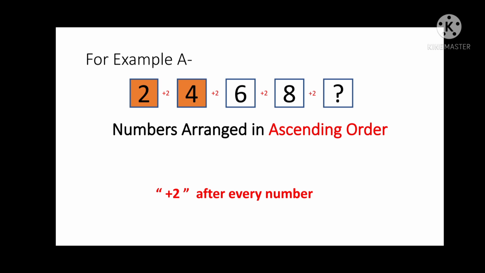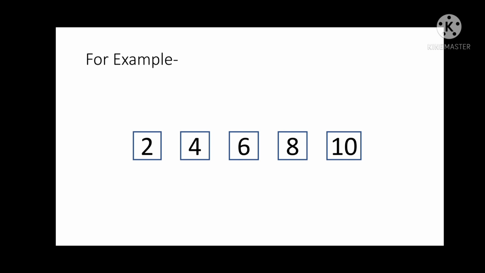So what's the missing number? Missing number would be 8 plus 2. 8 plus 2 is 10. So this is the correct arrangement. 2, 4, 6, 8, 10 is our answer. Number 10 was the missing number. We found the missing number by following a pattern.